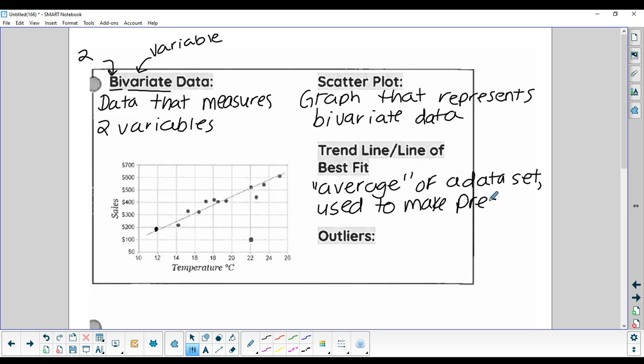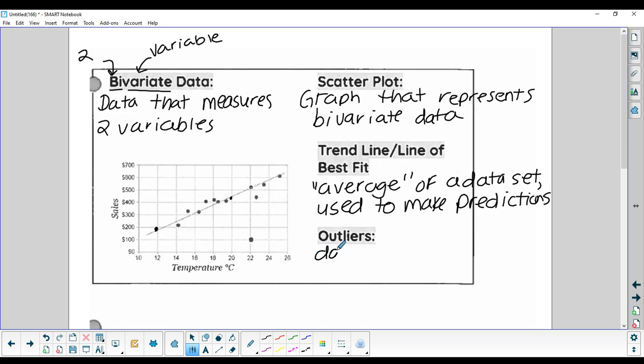That's a huge reason why we collect data in general, so that we can make predictions based off of past occurrences. So for example, if I own an ice cream shop and I know the temperature tomorrow is going to be 20 degrees, I can use my line to predict that I could expect to sell about $450 worth of ice cream. However, with all data sets, we often tend to have outliers.